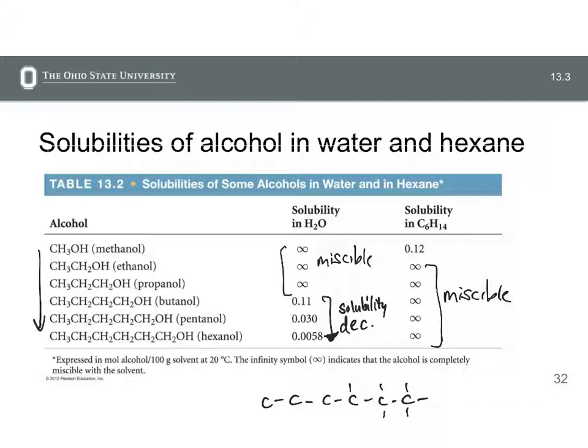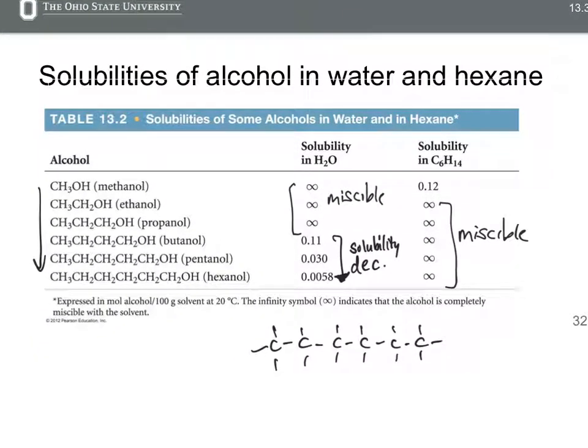I'm not going to draw all the hydrogens. There's 14 of them. Anywhere I drew a line, there's a carbon bonded. And so it might not be too surprising that methanol doesn't dissolve very well in hexane. It's a lower solubility than the others, which are completely miscible. And as we go from methanol to ethanol, the structure starts to resemble more like hexane. So that's a good example of like dissolves like.